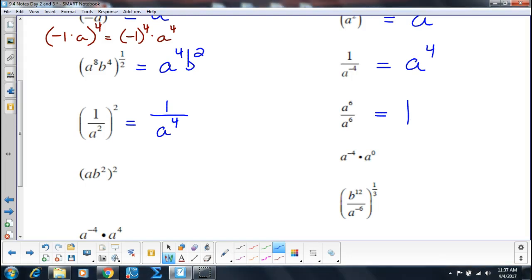AB squared, quantity squared. A squared what? A squared b to the fourth. A to the negative fourth times a to the 0. One over a to the fourth.